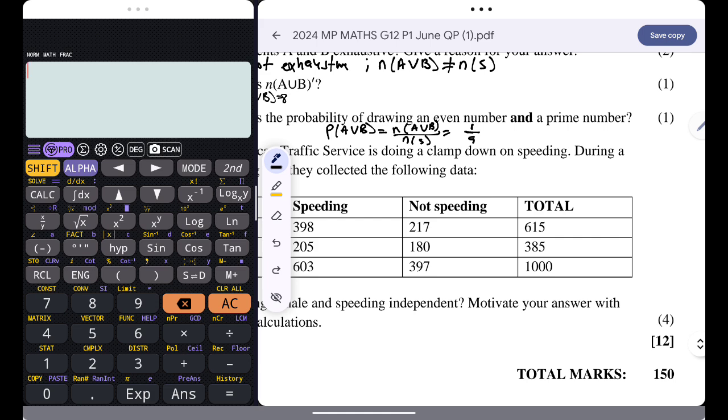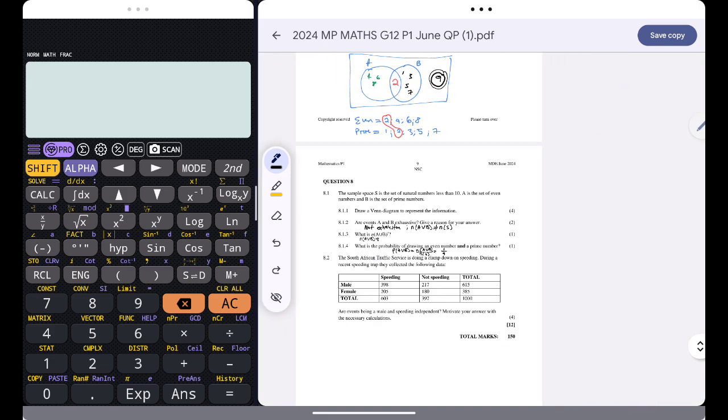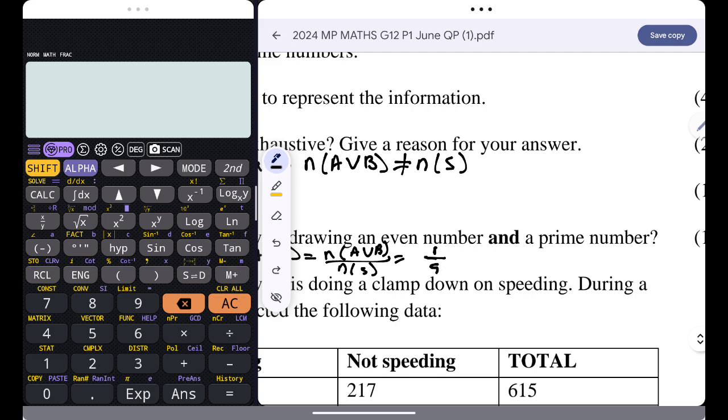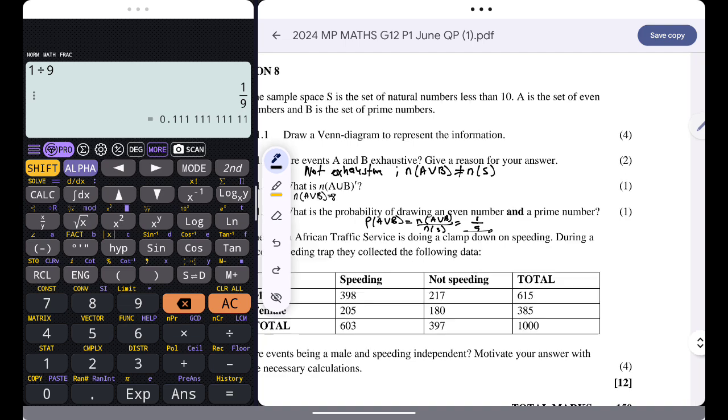Just count those numbers. I only have one number, so I'll just say 1 all over sample space, which is 9. 1 divided by 9, what do we get? 0.1111. Let's just leave it like this, 1 over 9.